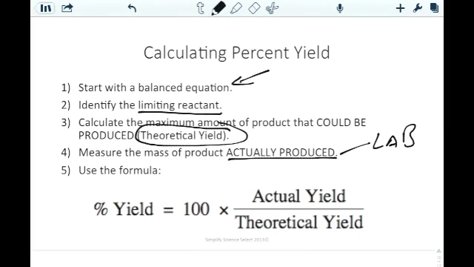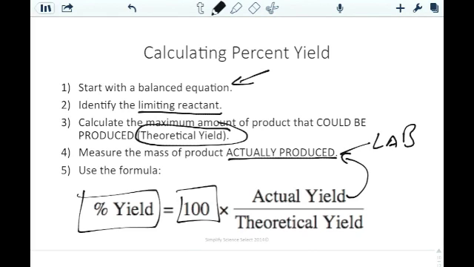And then you just use this formula here. Percent yield equals 100 times our actual, which is what we get from the lab, divided by our theoretical, which I would put next to theoretical, math. You have to calculate the theoretical yield. The actual yield comes from the lab, the theoretical yield comes from math.